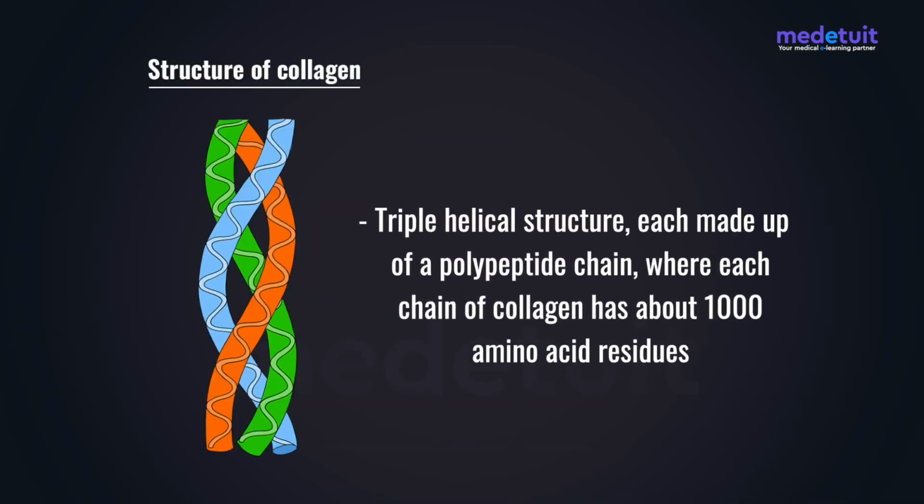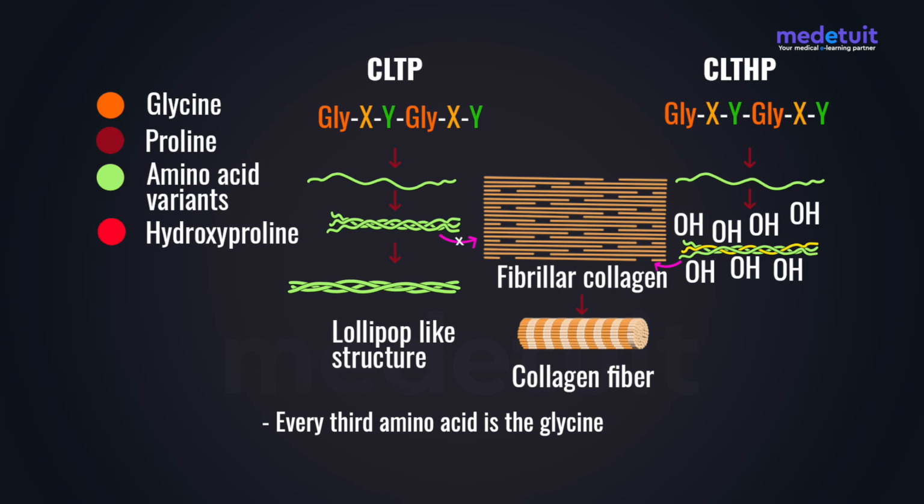Now let's discuss the structure of collagen. Collagen has a triple helical structure, each made up of a polypeptide chain. Each polypeptide chain of collagen has about 1000 amino acid residues, and every third amino acid is a glycine. The repetitive amino acid sequence may be represented as glycine-X-Y, where X and Y are other amino acids. Most commonly they are proline and hydroxyproline. Proline and hydroxyproline confer rigidity on the collagen molecule.